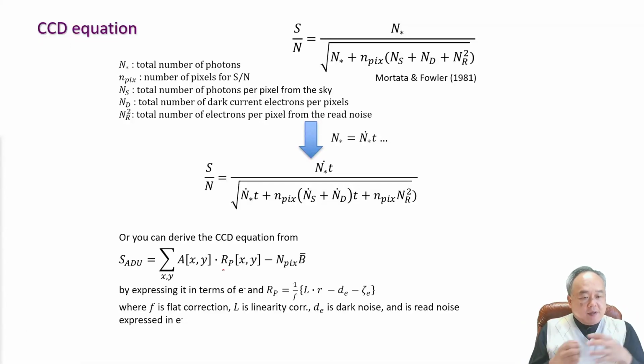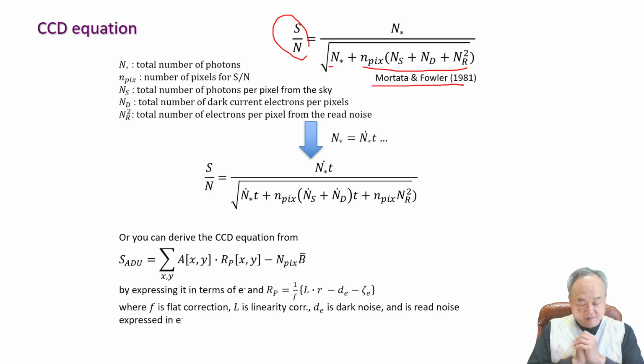So we wrap up the photometry topic by talking about the CCD equation in a very short video. This CCD equation is the relationship between the signal to noise ratio versus various kinds of noise sources. It can be derived in two different ways. One is through Mortara and Fowler, the paper published in '81, considering each different noise source directly.